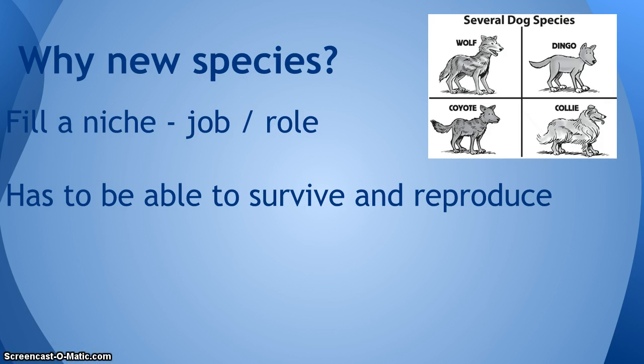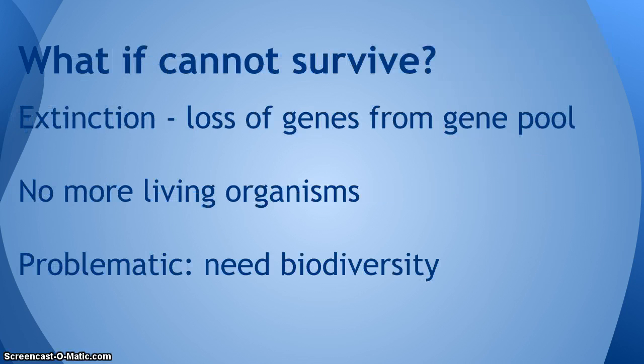And the important thing about why new species arise is that they have to be able to survive, fulfill their niche, and reproduce. So what happens if a species cannot survive? That results in something called extinction. This is a loss of the genes from the gene pool.